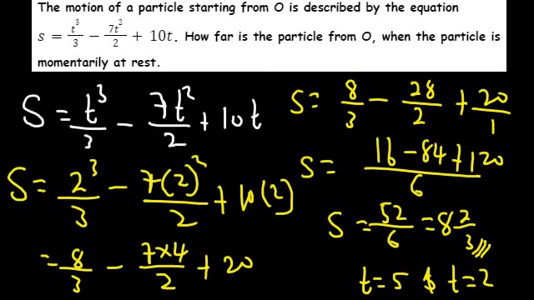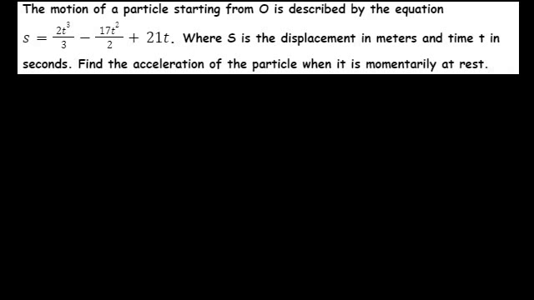On to example number 3. The motion of a particle starting from O is described by the equation s equals 2t to the power of 3 all divided by 3 minus 17t squared divided by 2 plus 21t, where s is the displacement in meters and time t in seconds. Find the acceleration of the particle when it is momentarily at rest.